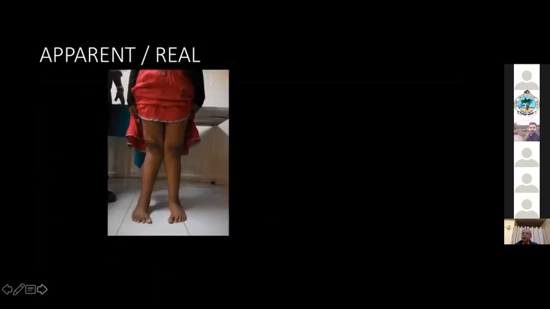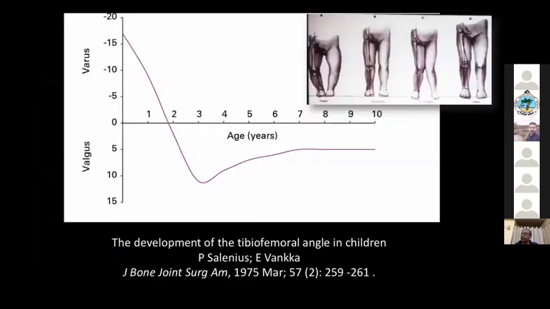You all know this chart, isn't it? Selnius and Wencker's chart. When a child is born, they are born with varus. When they are around 1.5 to 2 years, the varus disappears and the limb is neutral at around 2 years. Then it goes into valgus and comes back to the normal alignment of about 7 degrees by the age of 6 to 9 years. All of you should know this, okay? Selnius and Wencker's chart.